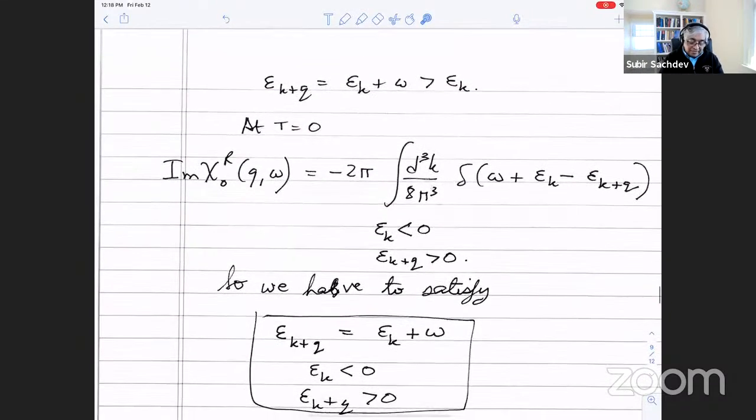So now at t equals zero, you have only the delta function left over. So this is the integral you have to evaluate, d3k over 8 pi cubed. And I'm sorry, I interchanged notation for the k's and q's between the real and imaginary parts. Another issue that will not be an issue with the notes going forward. Anyway, so we just have to evaluate this integral with the constraint that ek is less than zero and ek plus q is greater than zero. Okay.